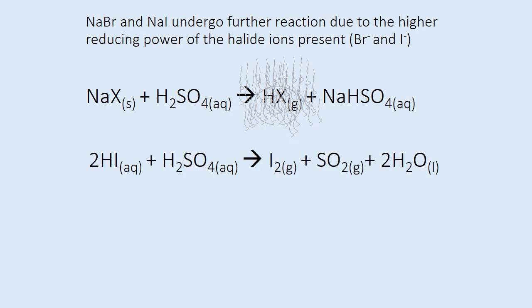When it comes to iodide, you're going to see the HI white vapor or misty white fumes, but you're also going to see a purple/grey vapor on that one.